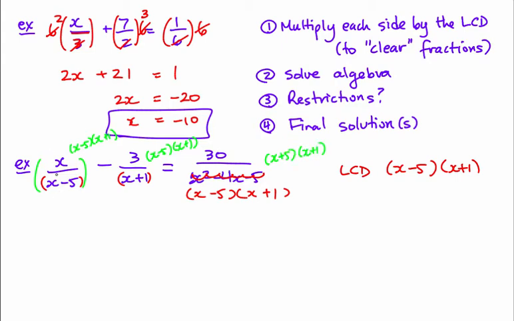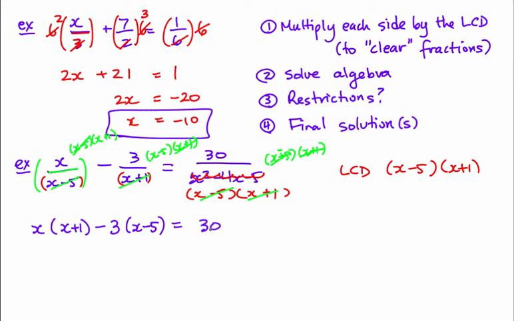So this first term, it is divided by x minus 5 and multiplied by x minus 5, so those cancel, and that results in x times x plus 1. The next term has an x plus 1 and an x plus 1 that cancel each other out, so that results in negative 3, or minus 3, and x minus 5. And the last one has lots that cancels out. The x minus 5 and the x plus 1. And so all that's left on the right-hand side is the number 30.